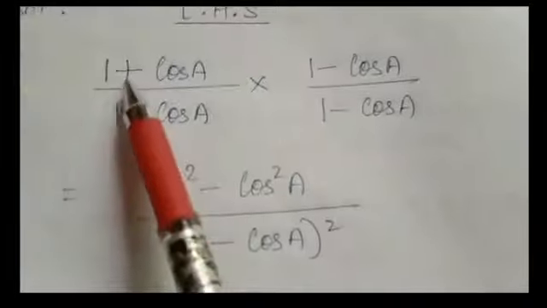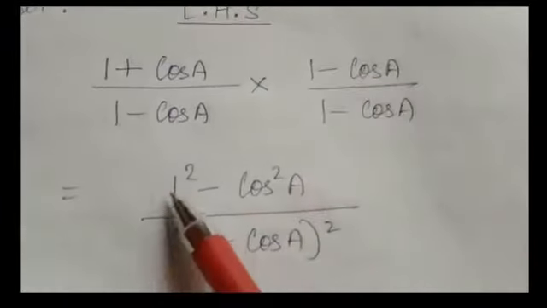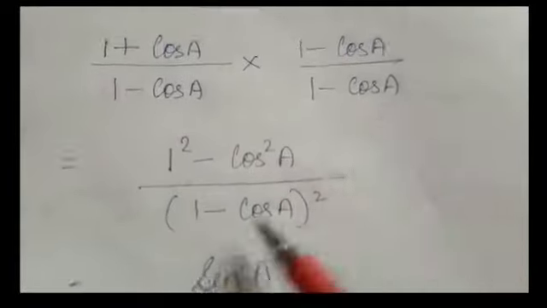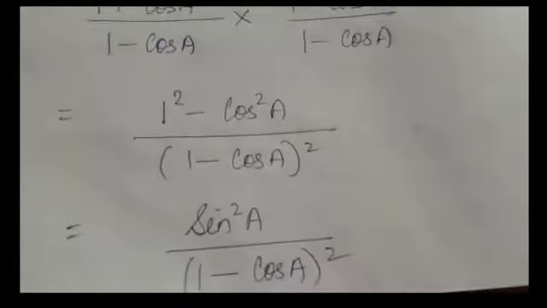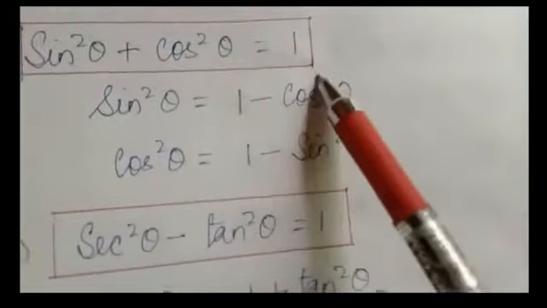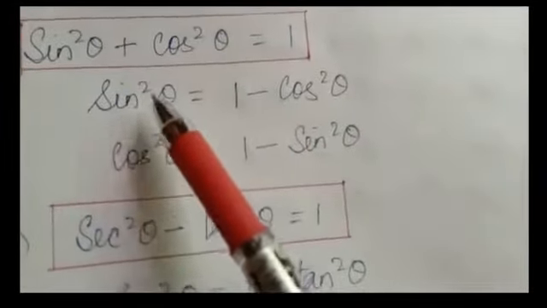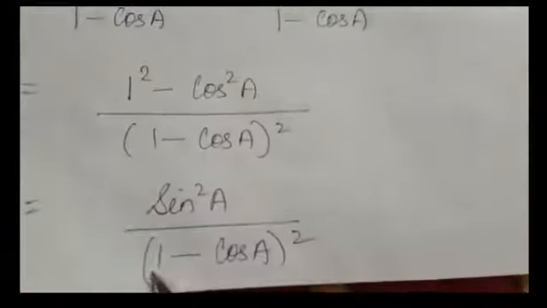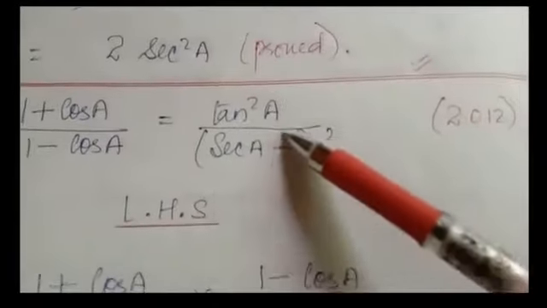Now it looks like (a plus b)(a minus b). This is a square minus b square, and in the denominator (1 minus cos A)(1 minus cos A), that is (1 minus cos A) whole square. Now 1 minus cos square A is sin square A. So 1 square is 1, and 1 minus cos square A is sin square A divided by (1 minus cos A) whole square. Now your right hand side is sec A.